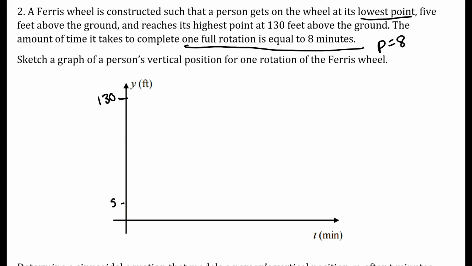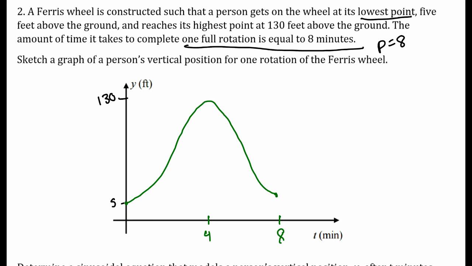Sketch a graph of the person's vertical position for one full rotation. So it said we get on at the lowest point. It increases up to 130, and then it's going to decrease back down to 5 after 8 minutes. So if you wanted to label, the maximum happens at 4.